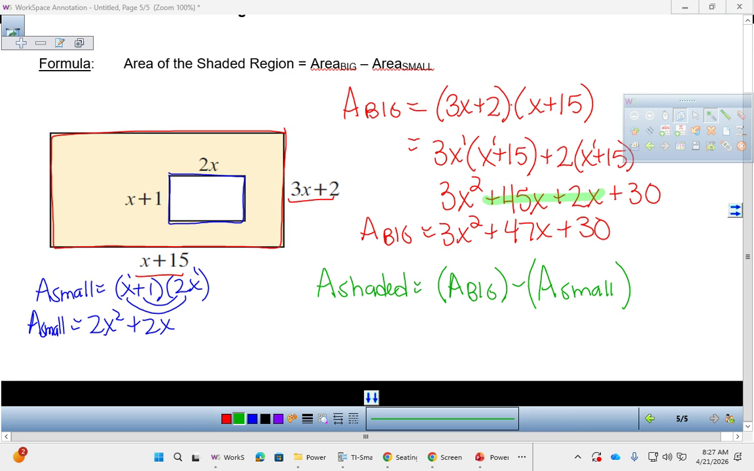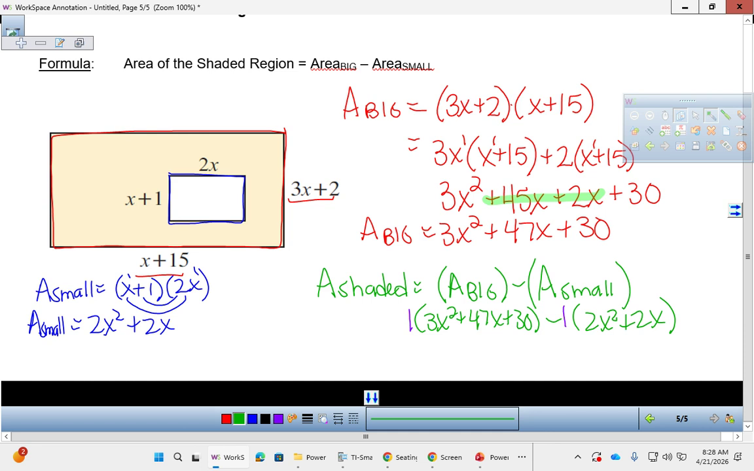So I'm going to plug in what I know. I know that the area of the big is 3x squared plus 47x plus 30 minus, and then in its own set of parentheses, 2x squared plus 2x. Without the parentheses, you might forget that you're subtracting both of those second terms, and you might just subtract the first one. With the parentheses, you'll distribute the minus. So just the parentheses is a really good habit to get into here. So remember, if we have parentheses, then we need to put ones in front of them and distribute those.